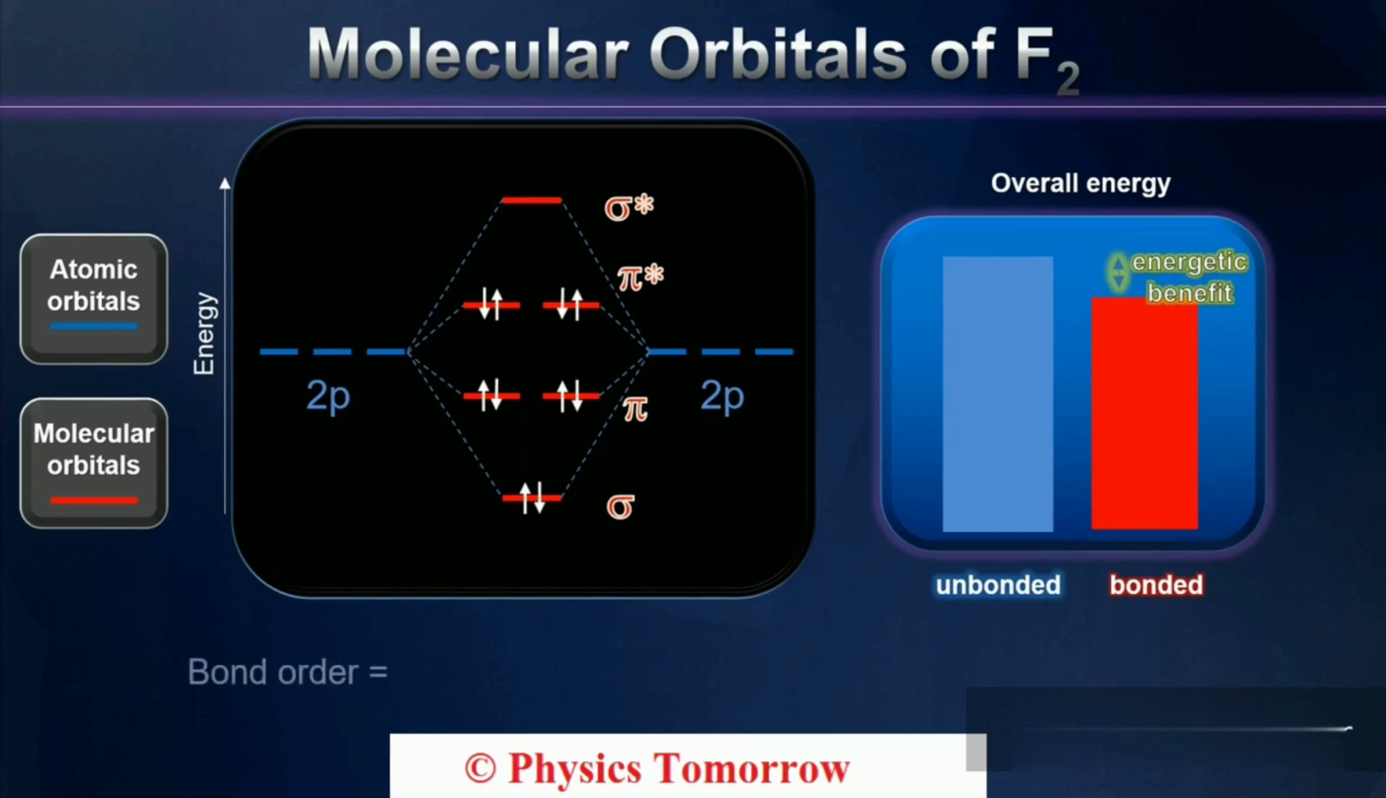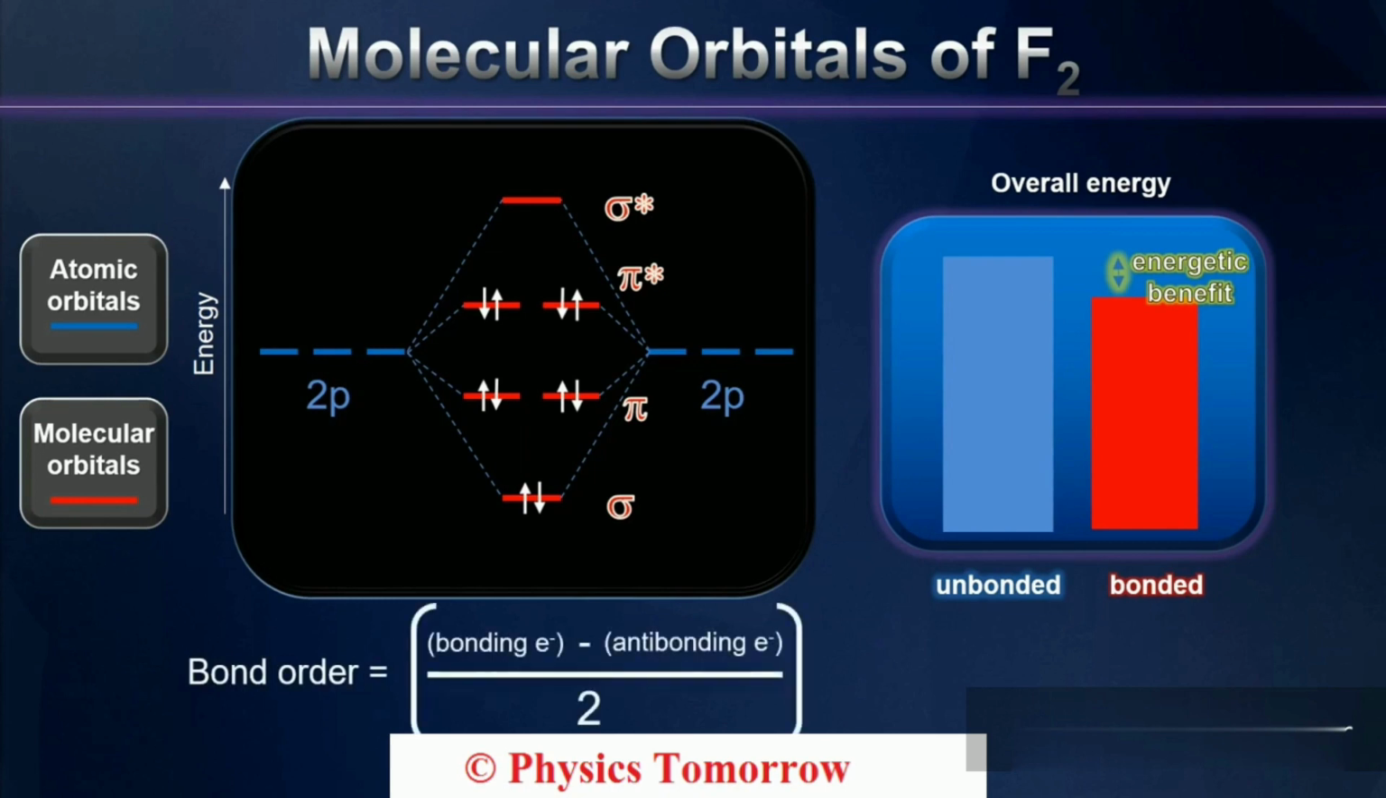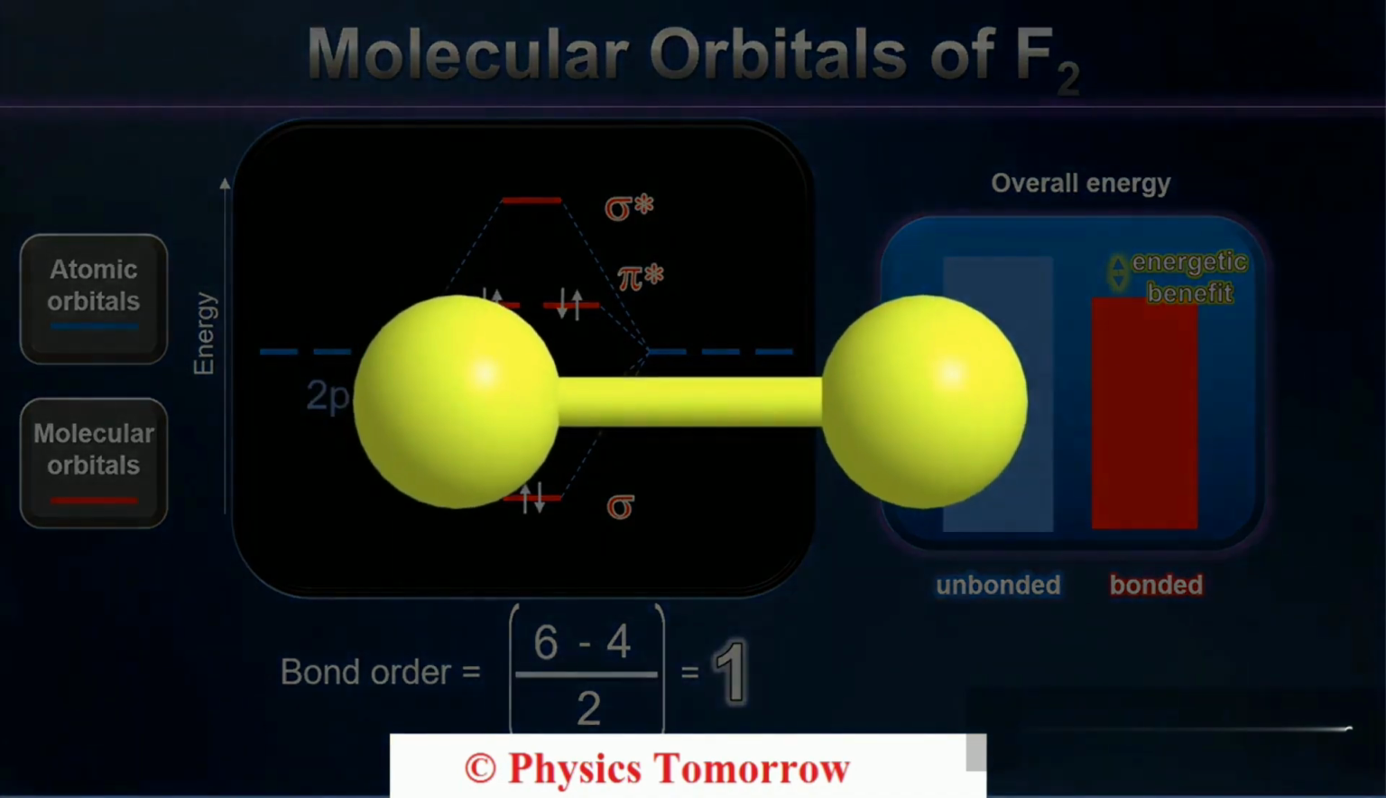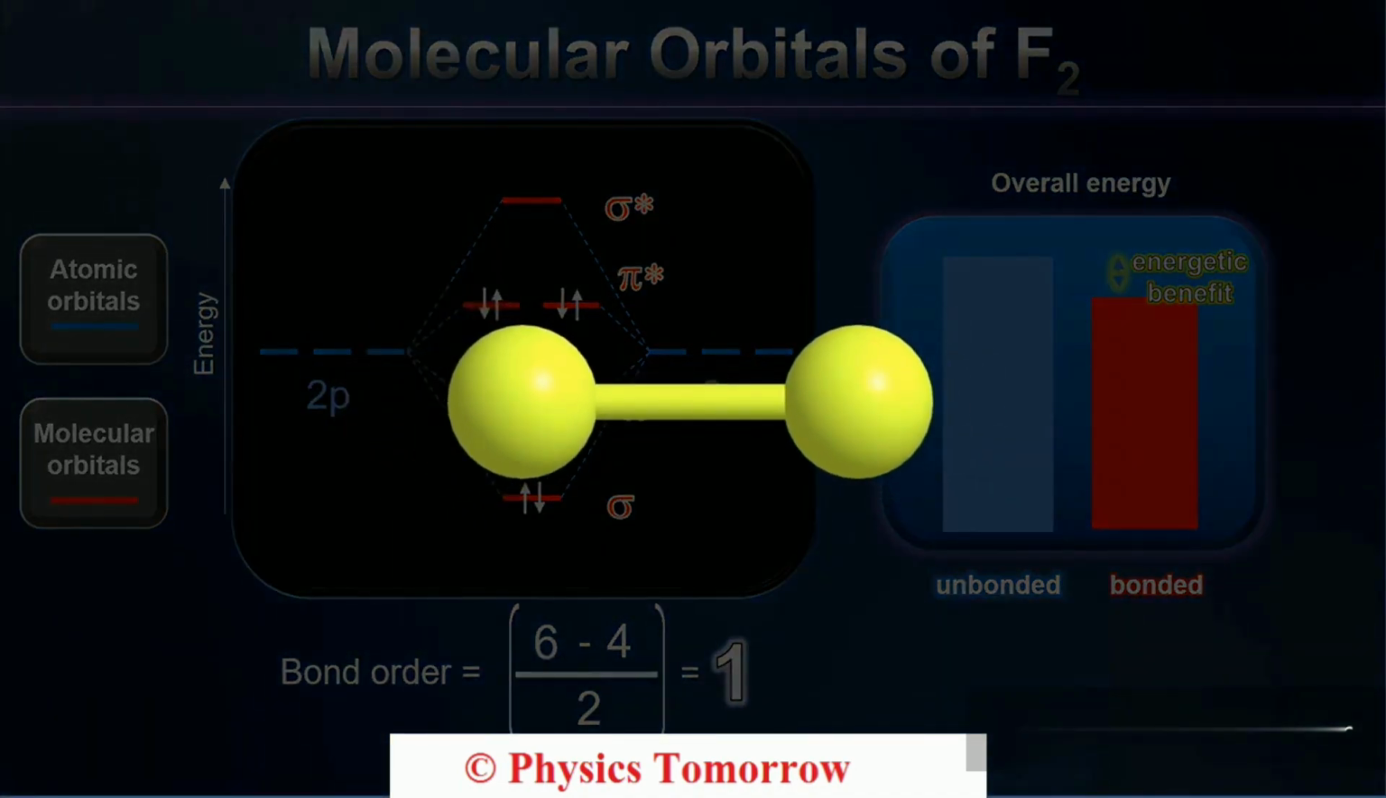And our calculation for bond order lets us know that when you have a grand total of 6 bonding electrons and a total of 4 antibonding electrons, you would expect that species to form a single bond. And in fact, when we study fluorine in the laboratory, that's exactly what we find. A molecule with a single bond.